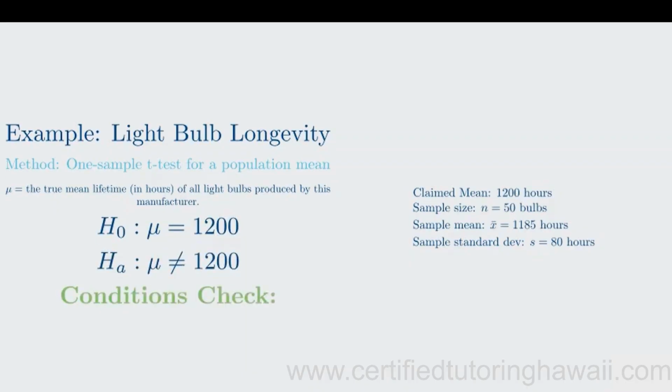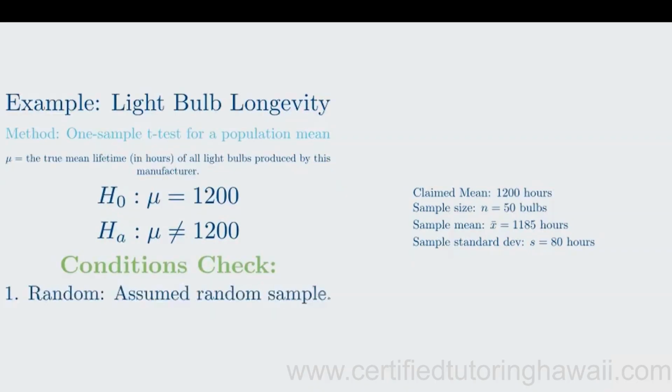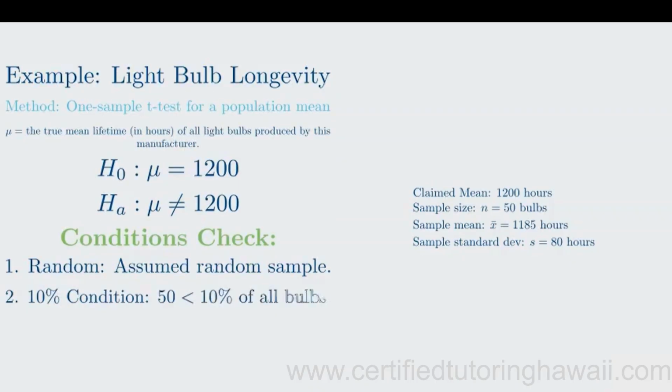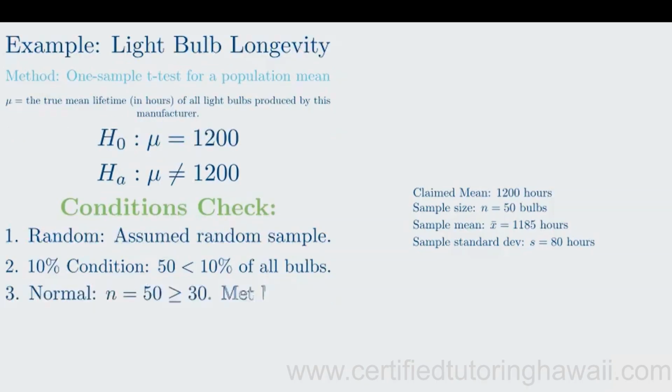Finally, we justify the test by verifying conditions. 1. Randomization. We assume the 50 bulbs were selected randomly from the production line. 2. 10% condition. It is safe to assume the company has manufactured more than 500 bulbs, so 50 is less than 10% of the population. 3. Sample data. Here, our sample size n is 50. Since 50 is greater than or equal to 30, the central limit theorem applies. Even if the individual lifetimes of bulbs are skewed, the sampling distribution of the mean will be approximately normal. We have successfully set up the test and justified its use.